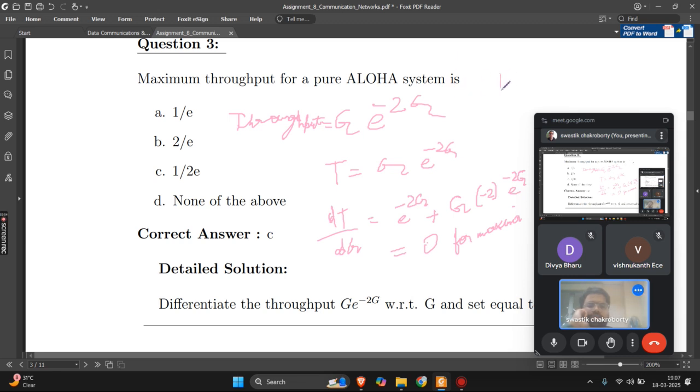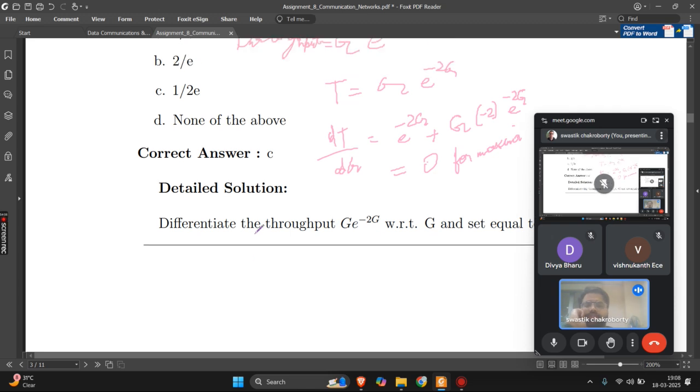Thus, e to the power minus 2g will simply vanish. So 1 minus 2g is equal to 0, which implies g is equal to half. So maximum throughput will be when offered load is 0.5.